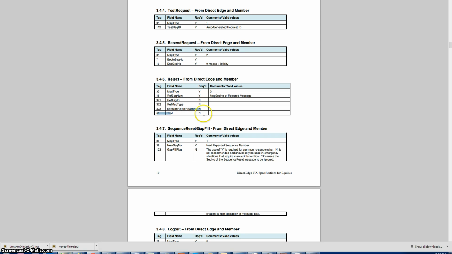Text, self-explanatory, not required. They can put whatever they want in there. Hello, thanks for using our system, whatever it is.